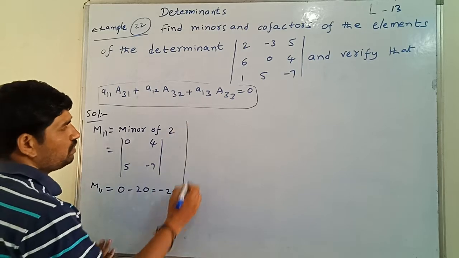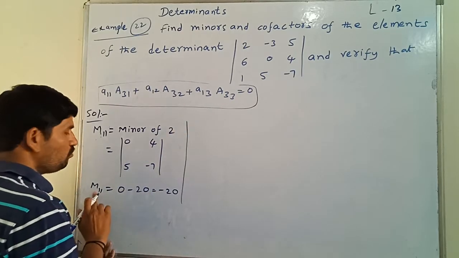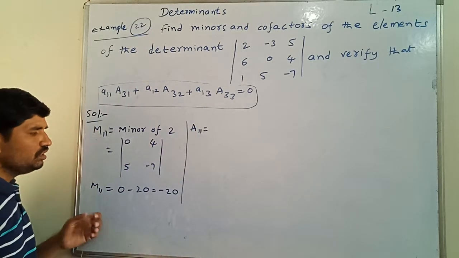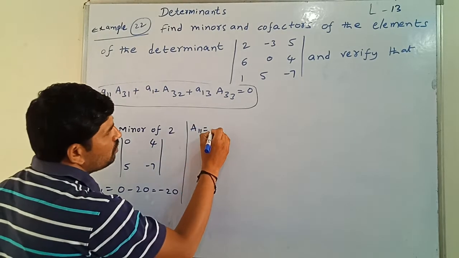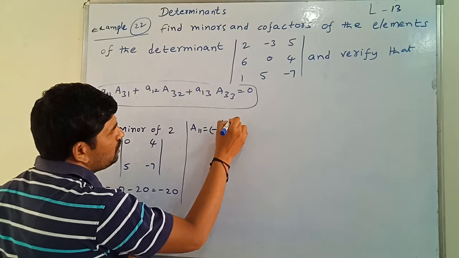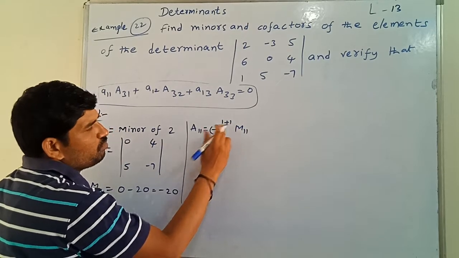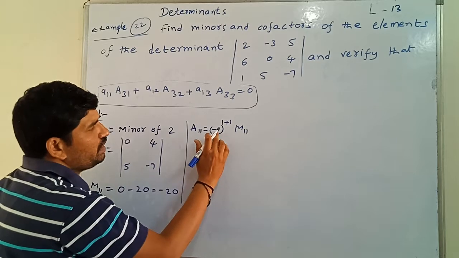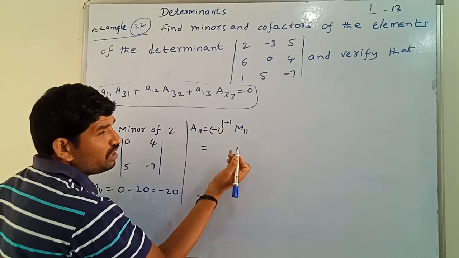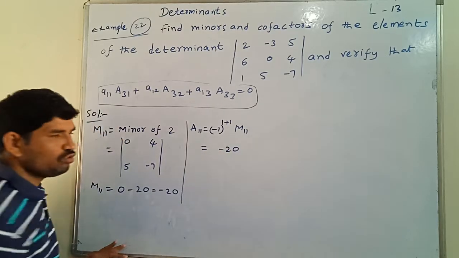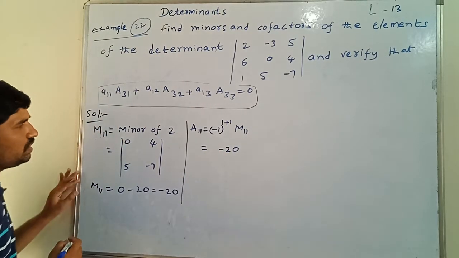Cofactor, that is we are writing M11, means capital A11 is equal to, again we are writing minus 1 whole power 1 plus 1 into capital M11, that's all. Minus 1 whole power 1 plus 1 is 2, means minus 1 whole power 2, it is positive or negative? Positive, but the M11 value is minus 20. Completed now, cofactor.